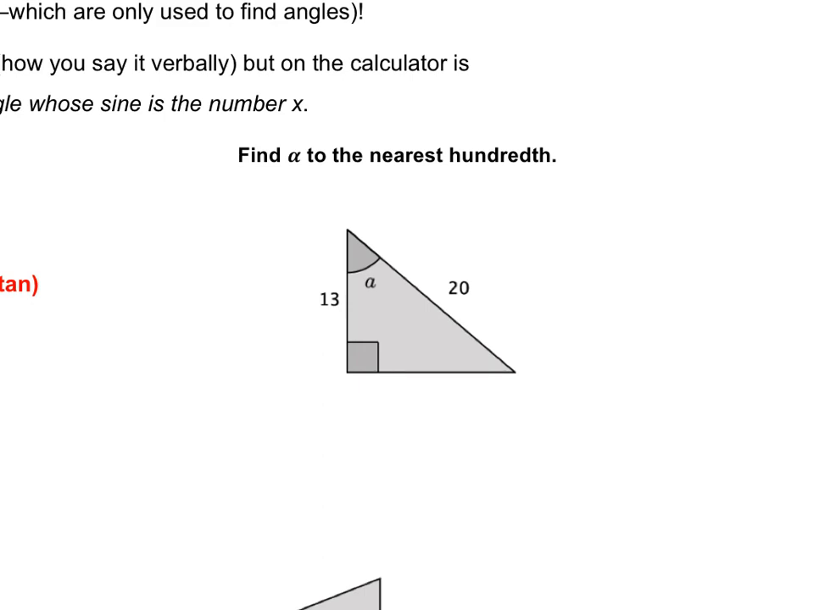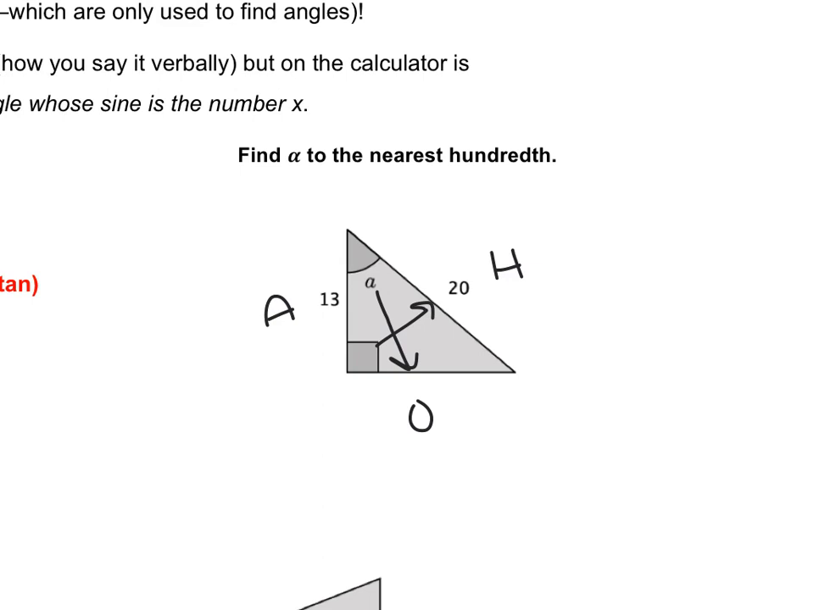So the first thing we do is we always label our hypotenuse, which is across from our right angle. So 20 is our height. The side across from your reference angle is your opposite. And then last but not least, you have your adjacent.